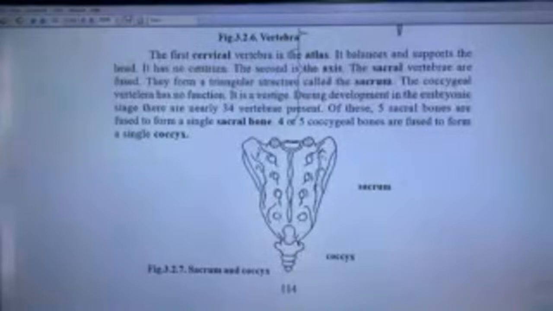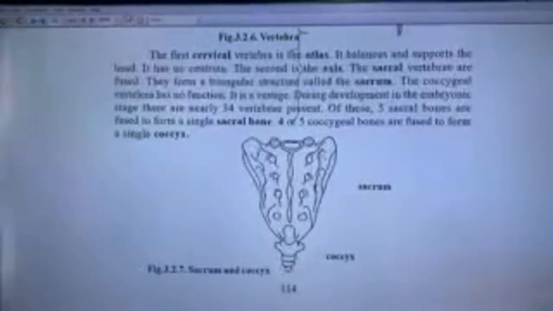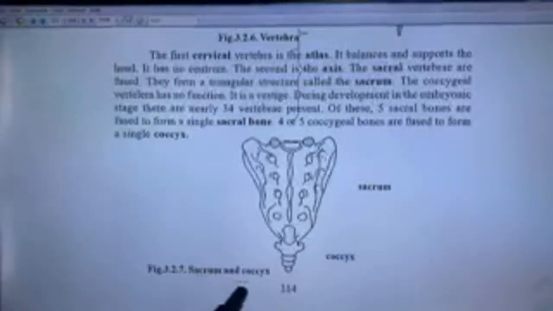In the embryonic state, there are nearly 34 vertebrae present. Of these, 5 sacral bones are fused to form a single sacral bone. 4 or 5 coccygeal bones are fused to form a single coccyx. This one is sacrum, coccyx, sacrum and coccyx combined.